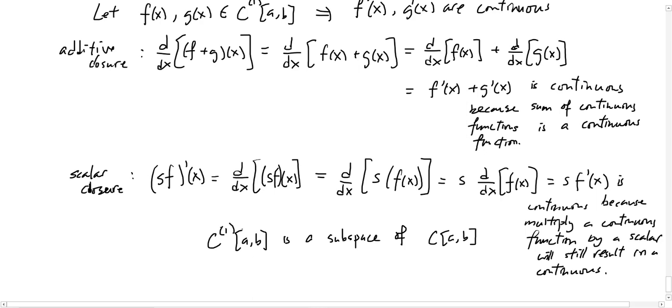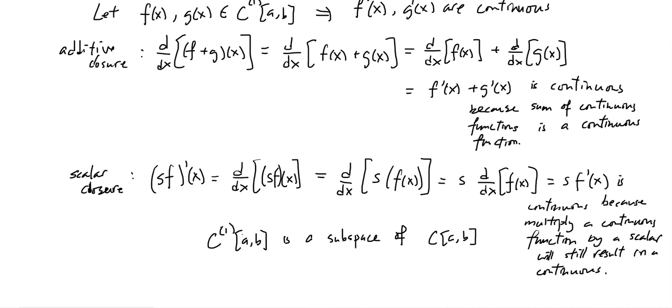So the first continuous derivative function space is a subspace of the continuous function space. Now, it is important to understand what that means. That means that the continuous function space is a vector space, and so is the first continuous derivative function space. But the difference is, the first continuous derivative function space is a subspace of the continuous function space, indicating that there are fewer functions in it than in the continuous function space.